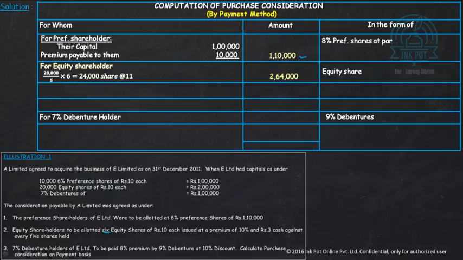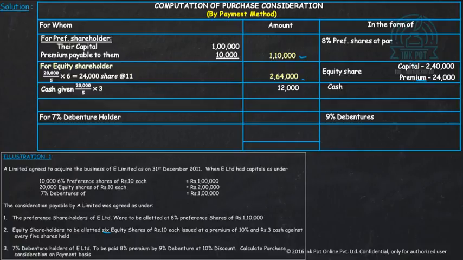That will become 2,64,000. Now you can check it out. Share capital will become 2,40,000. Premium will become 24,000. How much cash is being given to them? Again 20,000. 5 shares held.